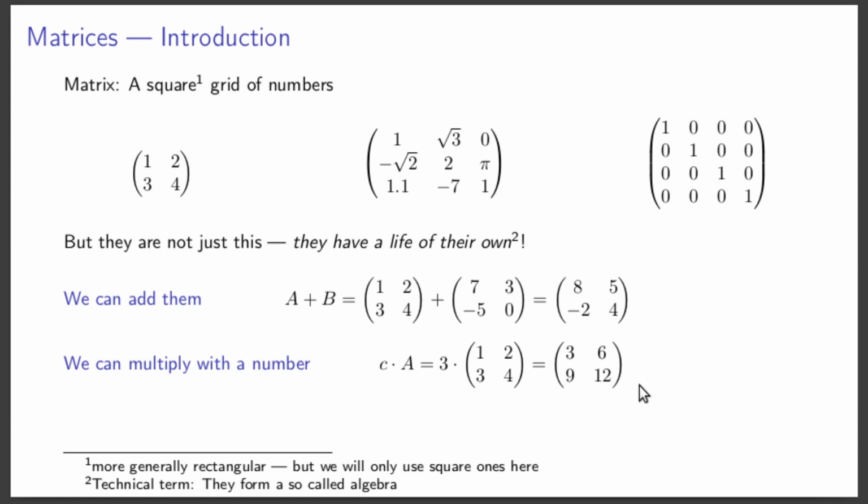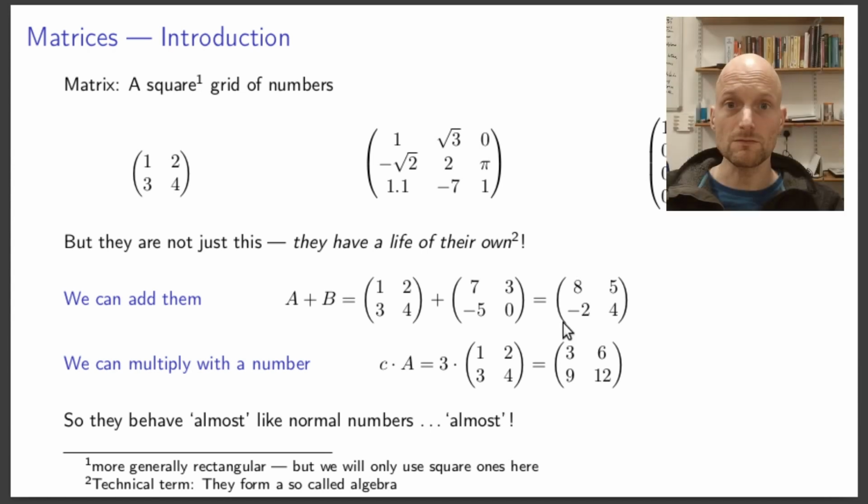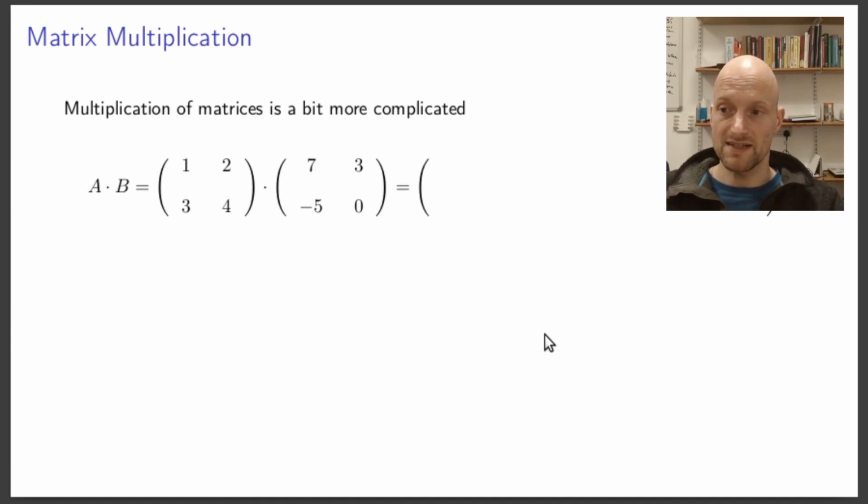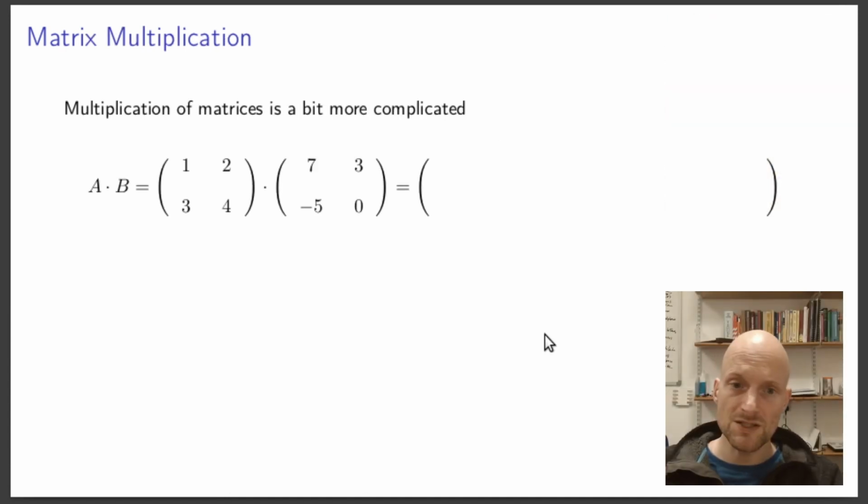But is this all? It turns out that they only almost behave like numbers. And the most striking difference is what is called matrix multiplication. And I'm going to go through this in an example on this slide. So let's assume we have 2 matrices, 1, 2, 3, 4, and 7, 3, minus 5, and 0. There is one seemingly a bit complicated way of multiplying them by having a look at the result, which again will be 2 by 2, so it will have 2 rows and 2 columns.